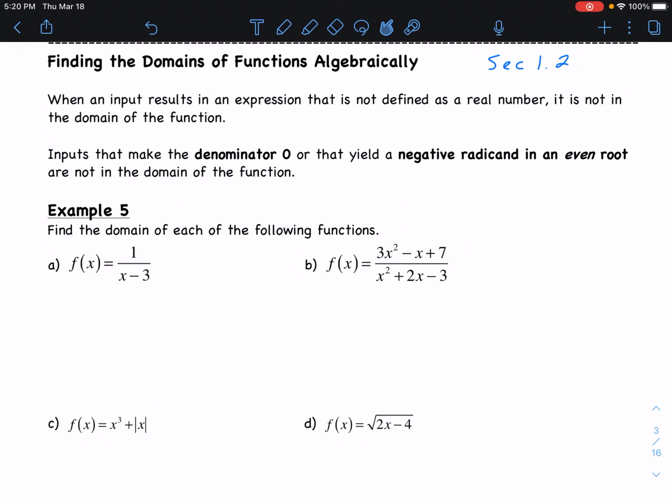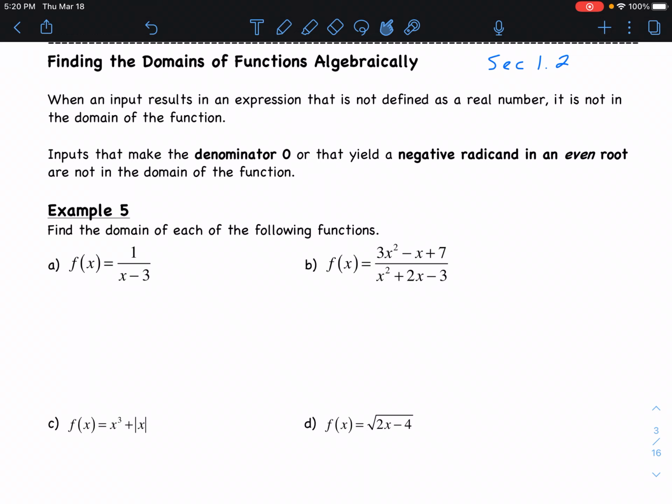Okay, Algebra 3 Trig, welcome back to section 1.2. This is part 3 of this section. So in this section, I'm going to give you functions, and our goal is going to be finding the domains of functions algebraically.